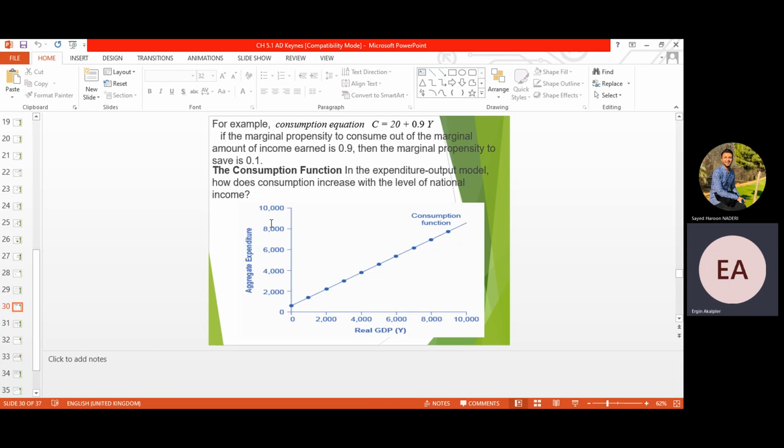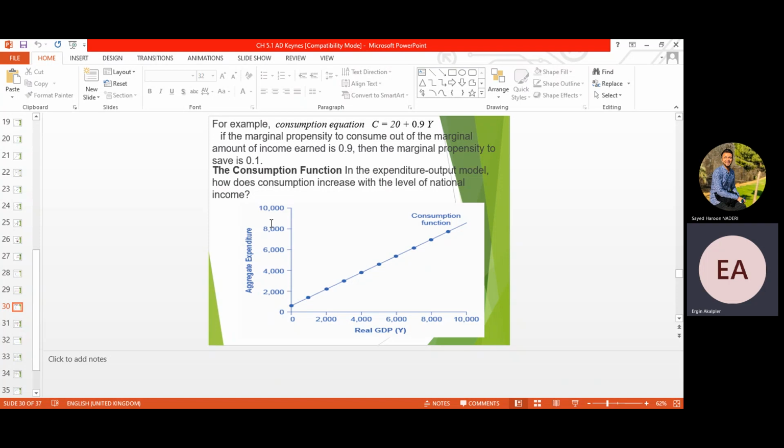Then again, you are drawing this consumption function in the graph given below. The slope of this line depends on this propensity. If the marginal propensity to consume out of the marginal amount of income earned is 0.9, then the marginal propensity to save is 0.1. As I said to you, it is either or. If it is 0.9, then this should be 0.1.